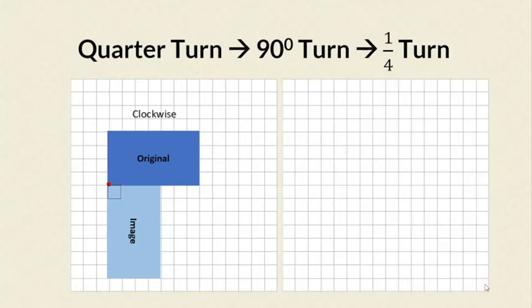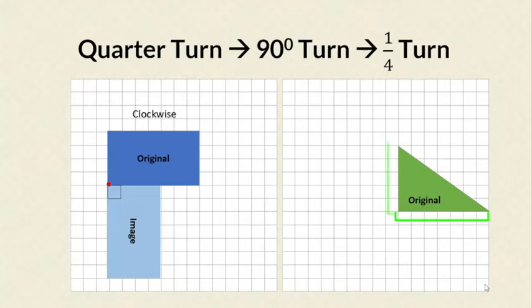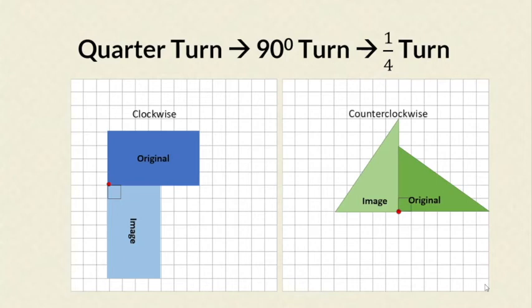Let's try again with this triangle. This time we will take a counterclockwise turn. Let's count the number of grids the shape is covering. The base of the triangle is 7 grids and the height has 5 grids. Now look carefully to see what happens to the shape after a quarter turn counterclockwise. Now you can see the image created after making a quarter turn counterclockwise, and the angle created between the two shapes is also 90 degrees.